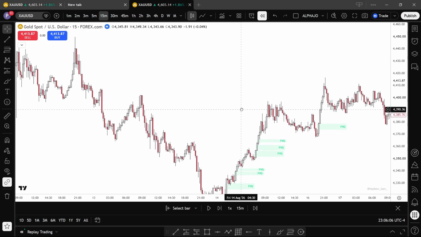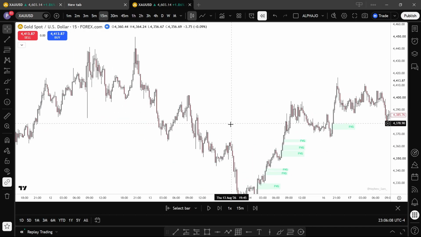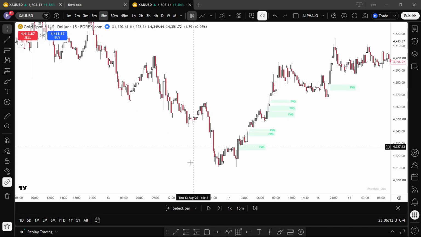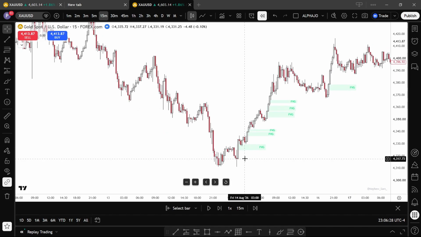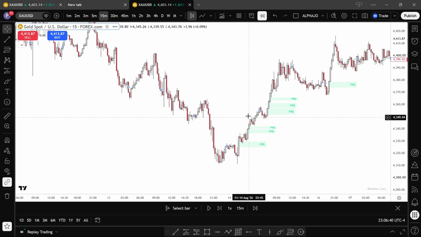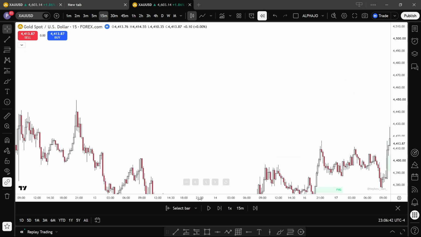So let's first talk about market structure, right? So price moves up and down, creating highs and lows, right? So by studying these price highs and lows, we can get an idea of whether price is moving up or moving down or it wants to change direction, right? So there are actually four main types of price movement.